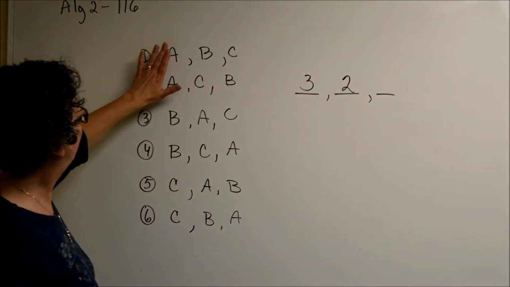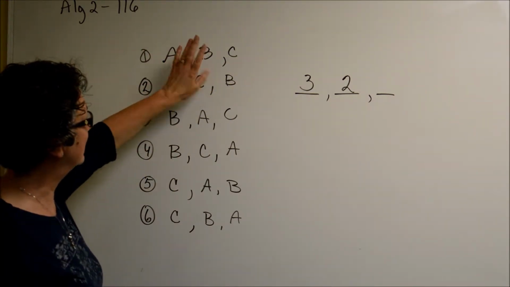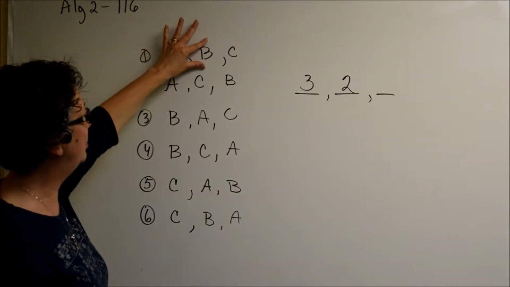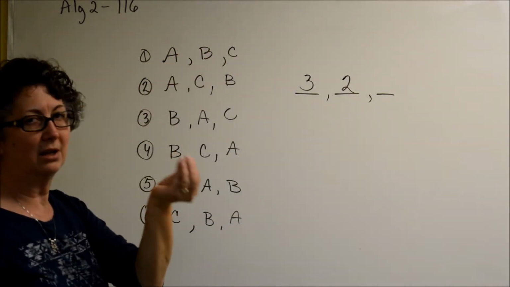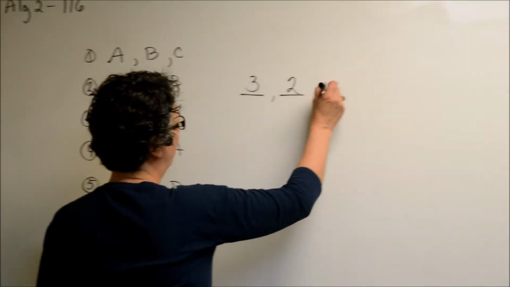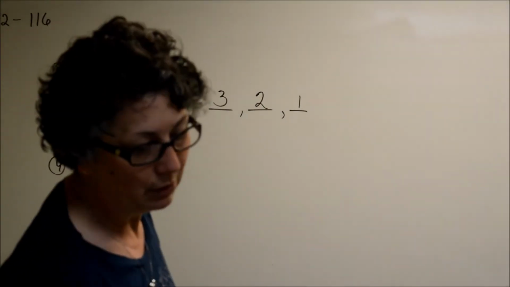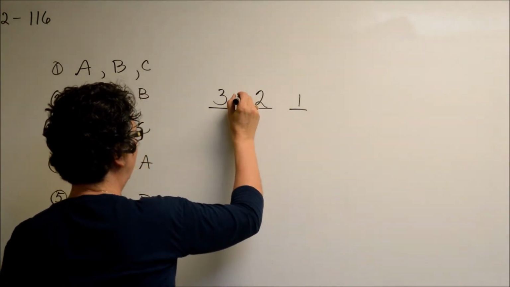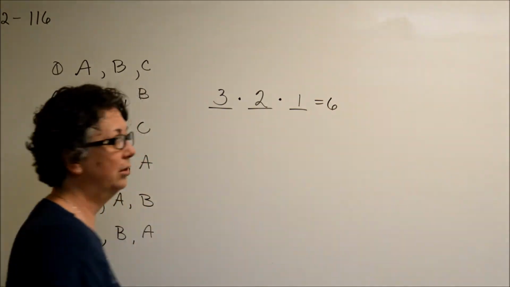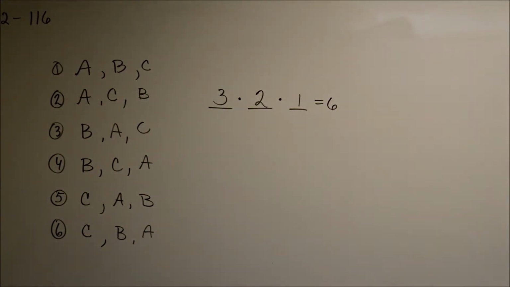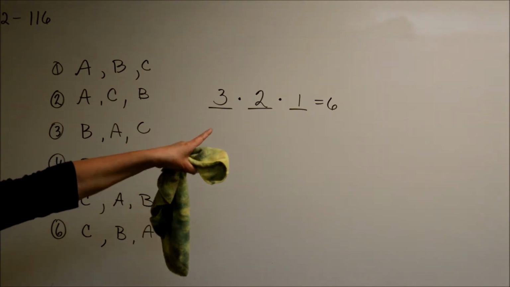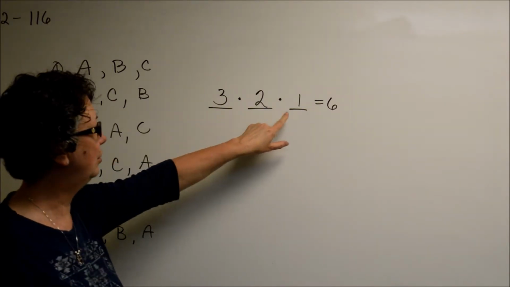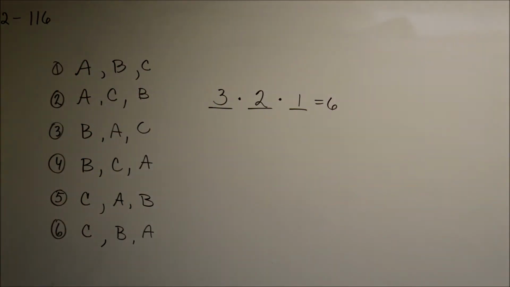And once I've placed my first spot and my second spot, let's say I put the A in the first spot and the B in the second spot, the only block I have left is the C. There's only one. So when I am doing combinations, how many ways I can do things, I can actually use multiplying, and it will give me my answer. 3 times 2 times 1, because I have 3 items that I'm putting in order. 3 times 2 times 1, there's 6 ways I can do that.